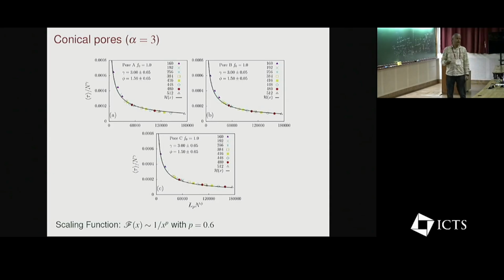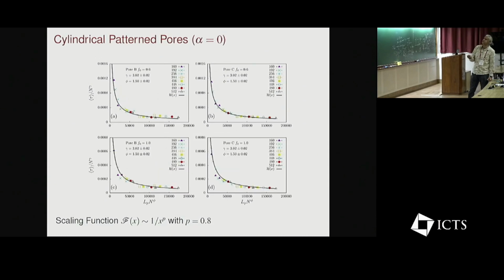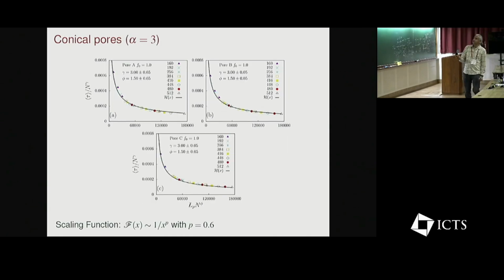For conical pores, here we have chosen a conical pore with, say, alpha equal to 3 degrees, and these are results for a fixed force value. We keep the force fixed here, whereas in the previous case we in fact changed the force values. And here again we see a very good collapse obtained for those same exponents, gamma equal to 3 and phi equal to 1.5. The only thing that differs here is this one.